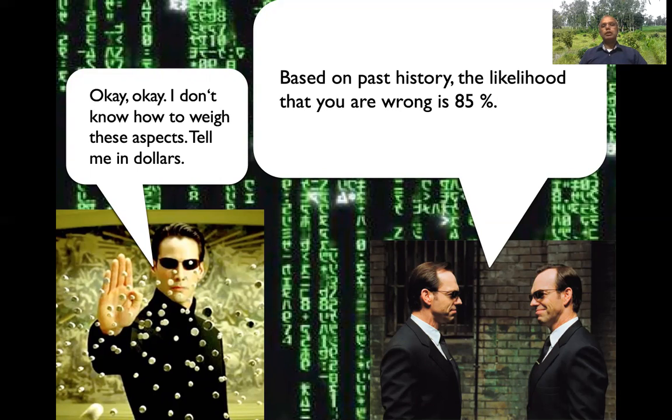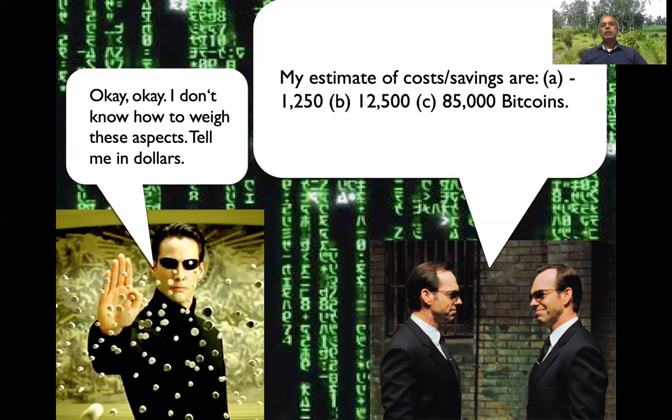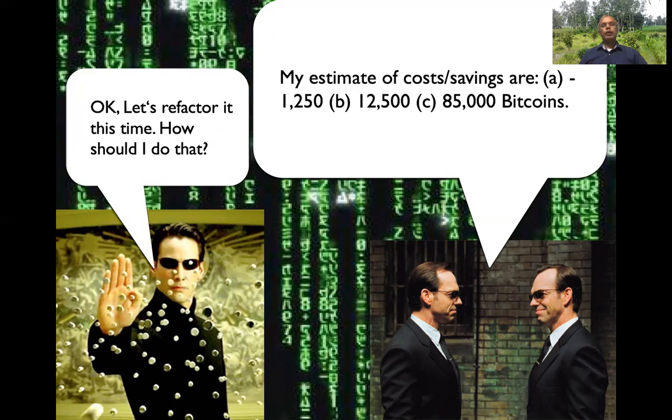Okay, I do not know how to weigh these factors. Tell me in dollars. Well, my estimate is for cost and savings are like for your option A, B, and C are as follows. If you kind of refactor it, you will save a lot of money. And if you ignore me, you might need thousands of dollars, Bitcoins, in future to overcome that problem. Okay, let's refactor it this time. How should I do that?